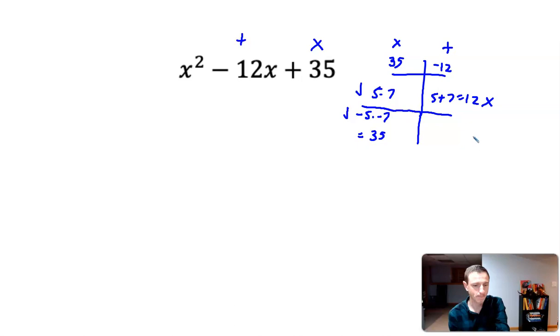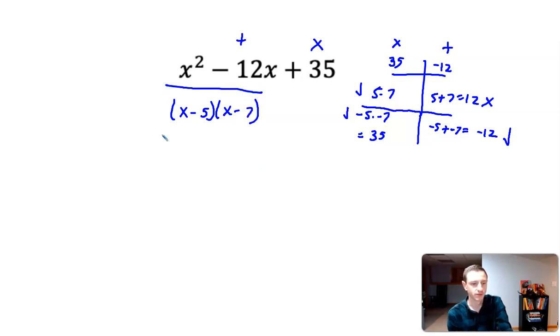That doesn't work. And don't just think, oh, this one didn't work, so therefore the other one's going to work. In some cases, yeah, that's probably going to be the case. But sometimes neither is going to work, and you might have to use some other methods like the quadratic formula or completing the square or something different. Or maybe there are more factors that you're figuring about. But here, if I do negative 5 plus negative 7, that does add up to negative 12. So there is our answer. It's going to be x minus 5 times x minus 7. That is what that trinomial is going to factor to.